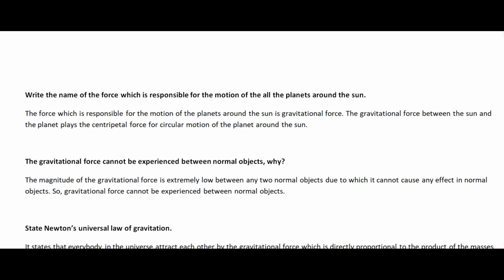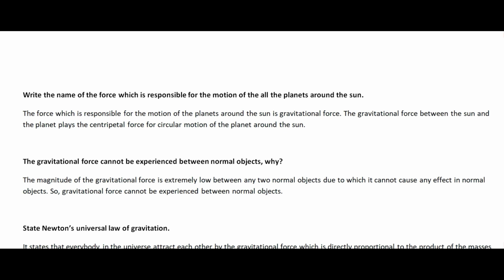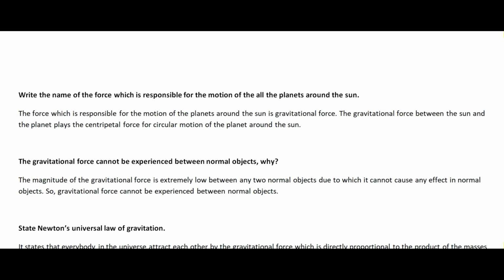So here I have mentioned one question and its answer. The gravitational force cannot be experienced between normal objects. Why? The reason is the magnitude of the gravitational force of attraction is extremely low between any two normal objects, due to which it cannot cause any effect in normal objects. So gravitational force cannot be experienced between any two normal objects.